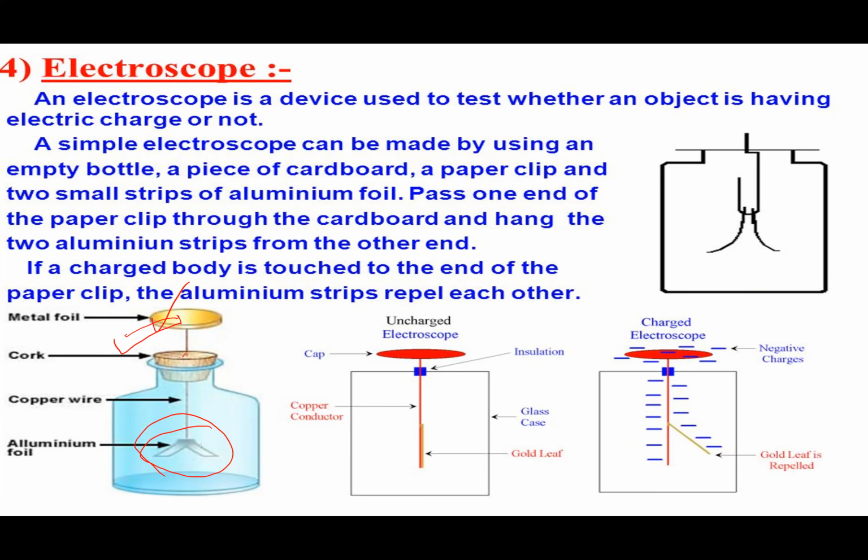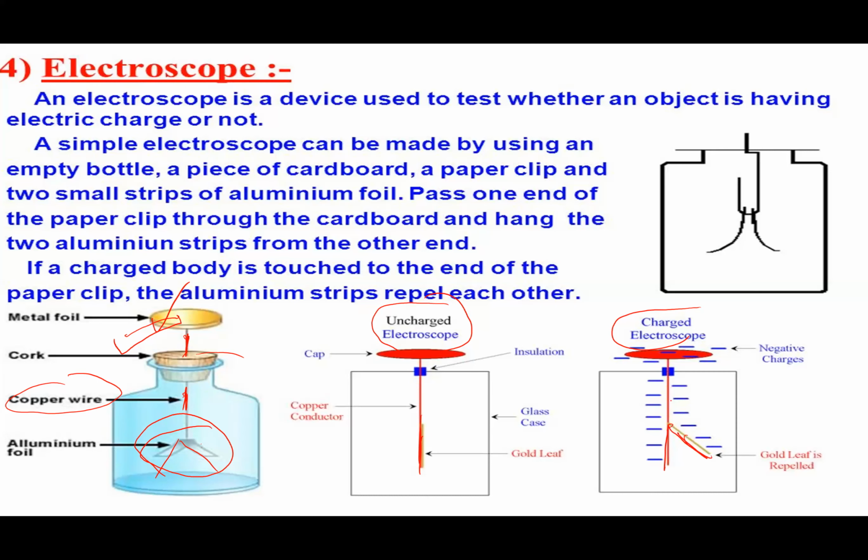For example, this is the electroscope. This is cork to insulate this rod from the rest of the body. This is copper wire. This is aluminum foil. Now, this is an uncharged electroscope. The gold leaves are touching each other. Now you charge the electroscope, and there is divergence.